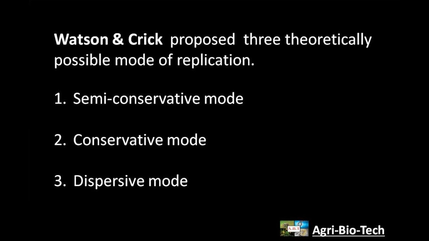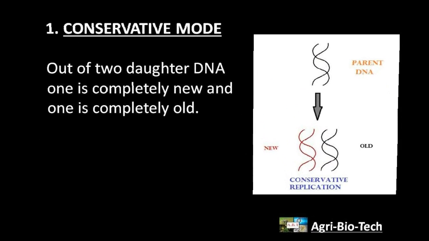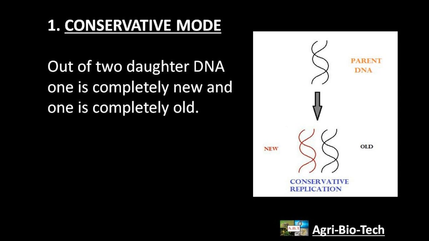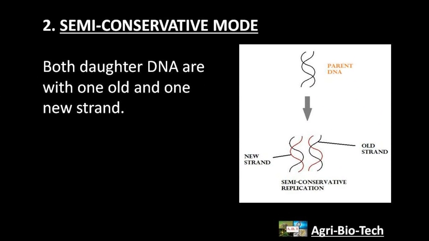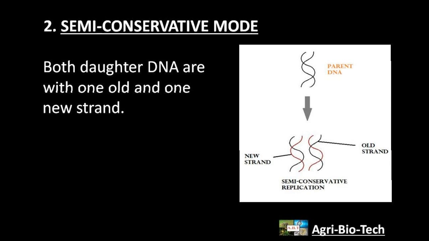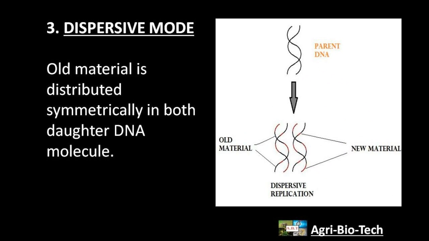Watson and Crick proposed three theoretically possible modes of DNA replication. First is semi-conservative mode, second is conservative mode, and third is dispersive mode. Conservative mode: out of two daughter DNA, one is completely new and the other is completely old. Semi-conservative mode: both DNA formed from the mother molecule have one old and one new strand. Dispersive mode: in this mode, old material is distributed symmetrically between the two daughter molecules.